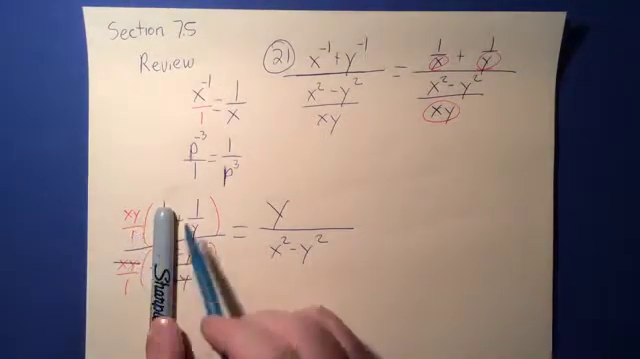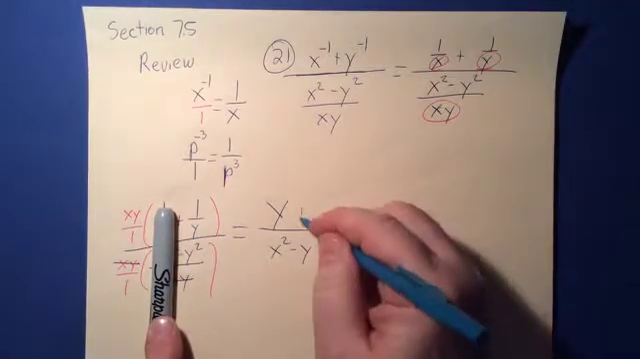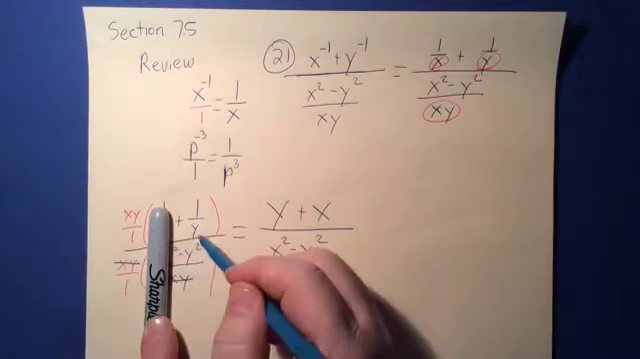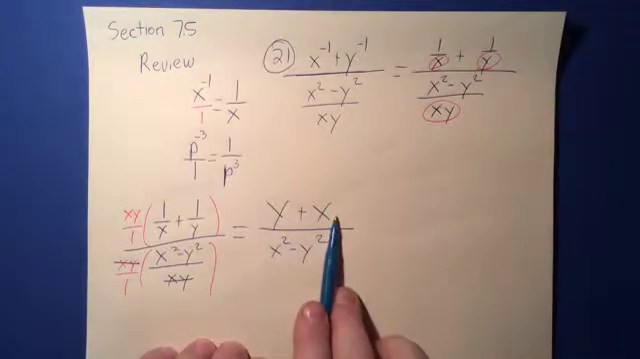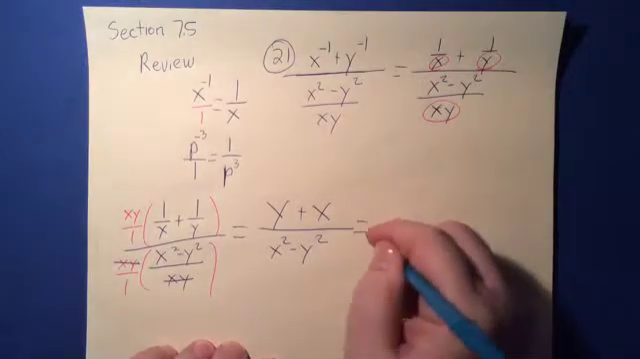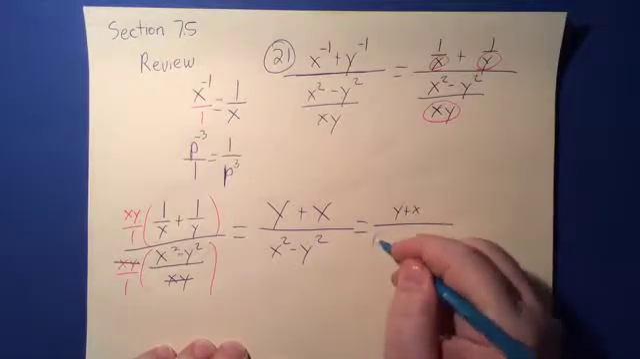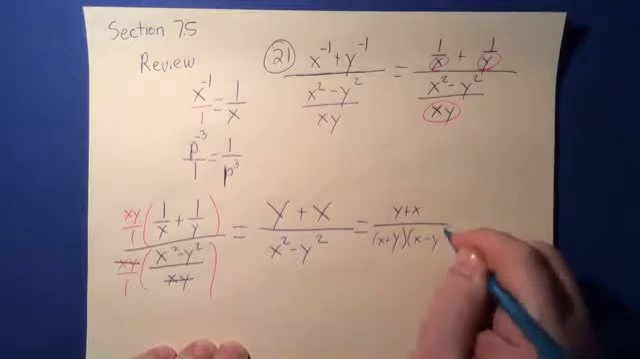If I have x, y over 1 times 1 over y, the y's would reduce, leaving me with simply, because there's a plus sign here, plus x. The y's reduce, the x remains. So now I have the expression y plus x over x squared minus y squared. Can I do some factoring to simplify this further? Yes, I can. So this is going to be y plus x over x plus y times x minus y.